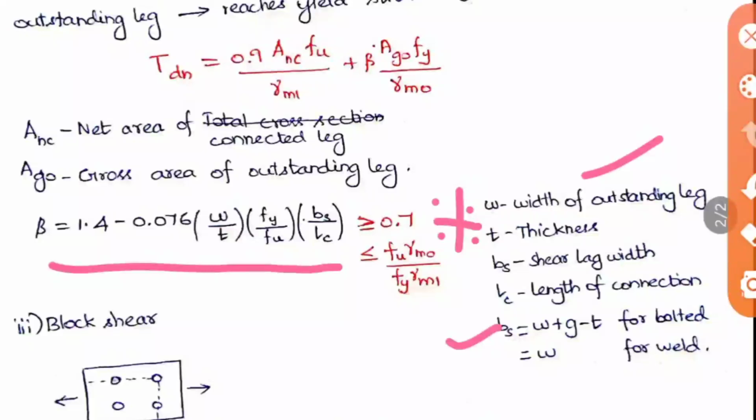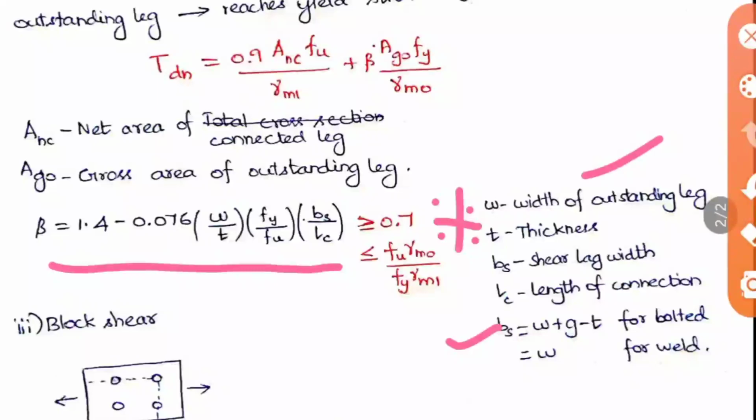If it is bolted, we go for W plus G minus T. So this W is nothing but the width of the outstanding leg, and G is the gauge length, and T is the thickness of the plate. For a welded connection you can take Bs equal to W, that is, the width of the outstanding leg alone. Okay, and then Lc is nothing but the length of the connection. The length of the connection means the distance between the outermost bolts in the joint along the length. So that outermost bolt distance is what is called Lc here.